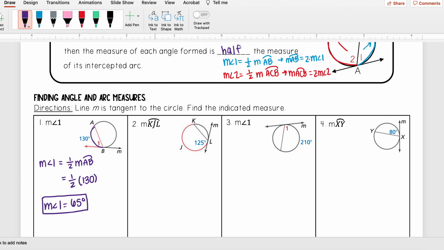Okay, for number 2, now we want to find the measure of the arc. So we're going to be using this second equation instead. And so here I am given the angle formed, so 125 degrees, but I want to find the measure of the intercepted arc, which is KJL. Well, I know that the measure of arc KJL is going to be twice the measure of that angle, so 2 times 125. And when I multiply 2 times 125, I get 150 degrees.